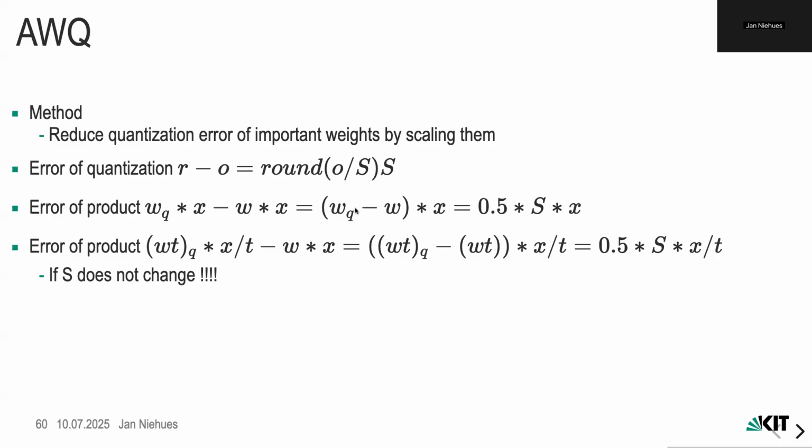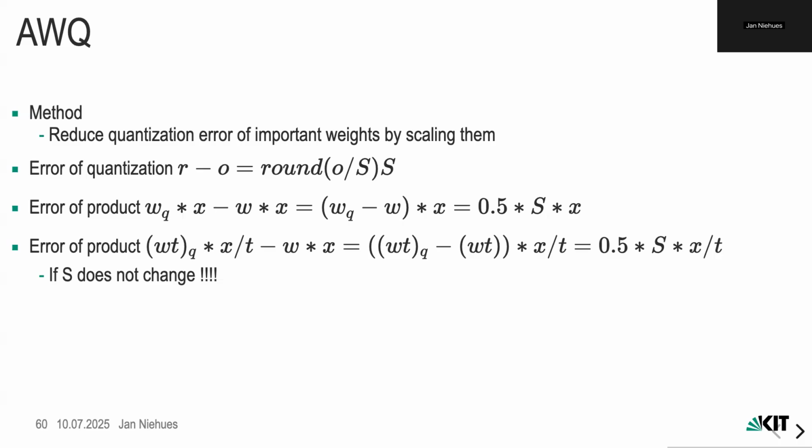That's (wq minus w) times x. And here the quantization error, we said before, is 0.5 times s times x. Then, of course, the higher your input is, the higher your quantization error is. So what you can now do is, instead of quantizing w, you quantize w times t. So you have a scaling factor.